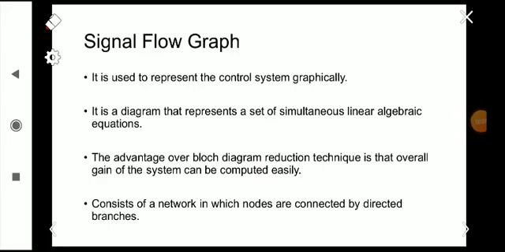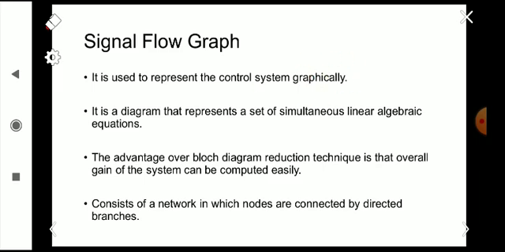Hi all. So today we are going to learn a new strategy to find the transfer function of a system, that is the signal flow graph. We have already learned the block diagram reduction technique to find the transfer function of a system. So the signal flow graph is another technique, very simple compared to block diagram reduction, to find the transfer function. The signal flow graph is used to represent the control system graphically.